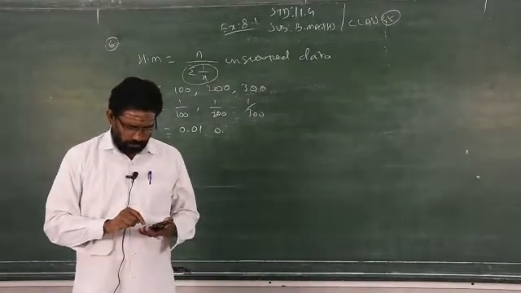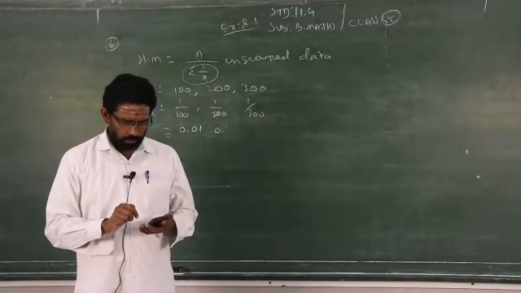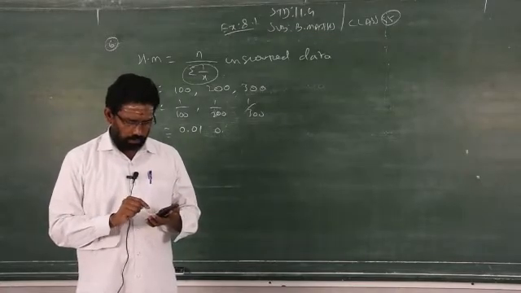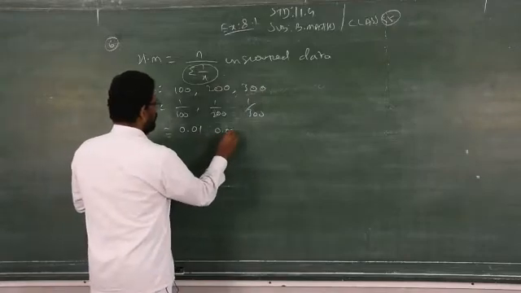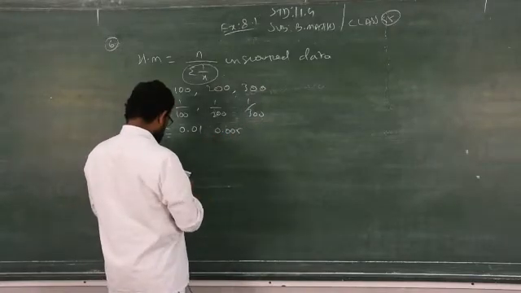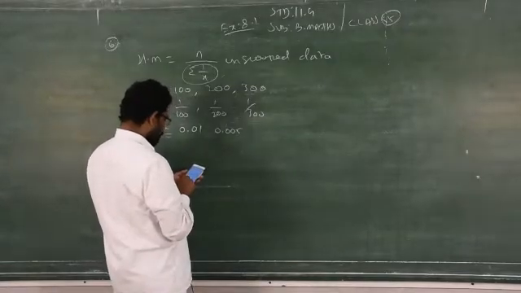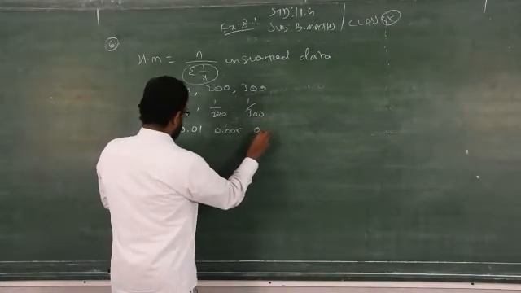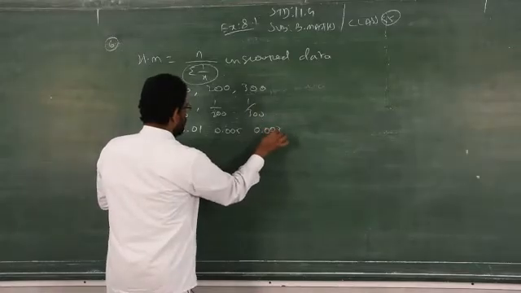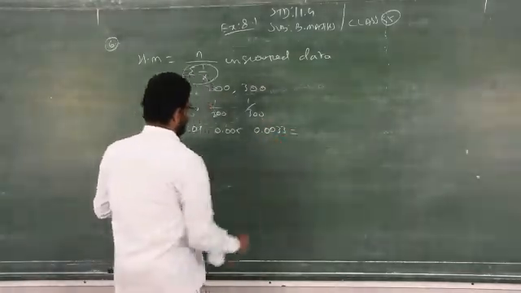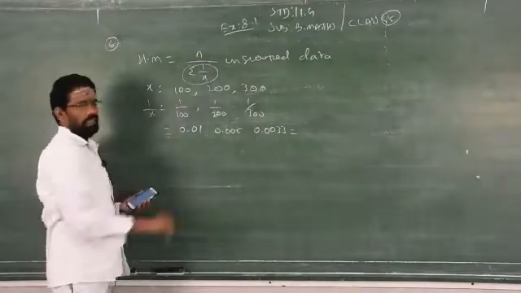1 by 200, which will give you 0.005. Similarly, 1 divided by 300 will give 0.0033. So you take a maximum of 4 decimal places. Then you just have to add, then substitute, and you will get the answer.